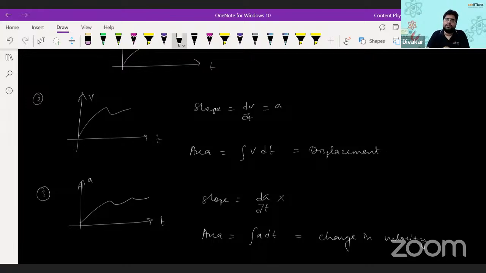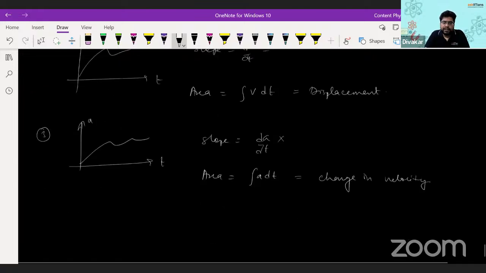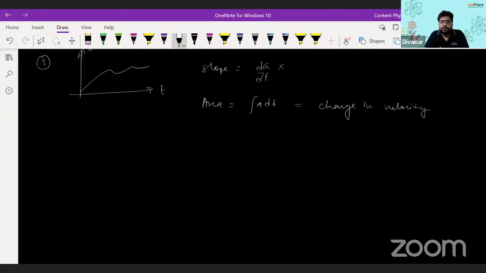There was a question once, and in the question, they gave an a-t graph. And they said that the initial velocity is, let's say, 2 meters per second. What is the final velocity? Many students find out the area and write that as the answer. That was not the answer. That was equal to v minus u, and you had to add 2 to it. So remember, area under the acceleration-time graph gives you change in velocity. It doesn't give you velocity.